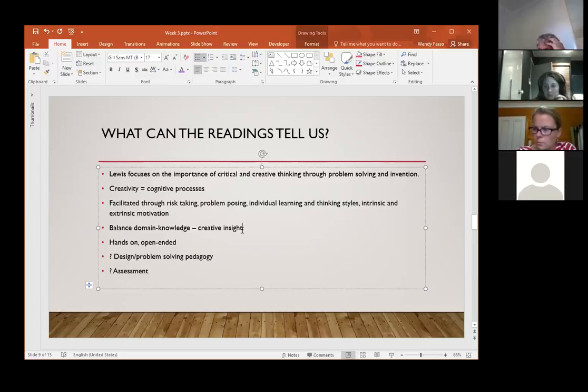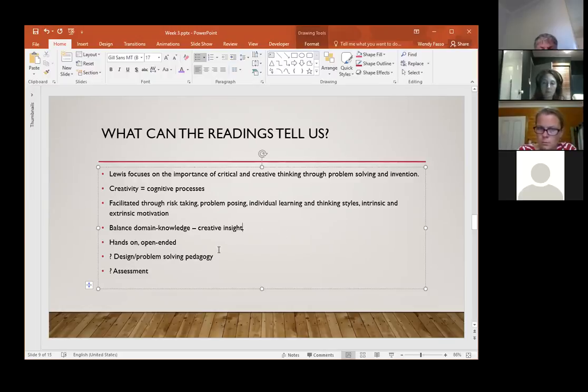How do you actually balance enough knowledge for them to build on so that through that they can develop their own creative insight into the processes? Terrible balancing act, and I get it wrong a lot with my groups of kids. Hands-on and open-ended obviously is critical, so that's a given in the technologies classroom.